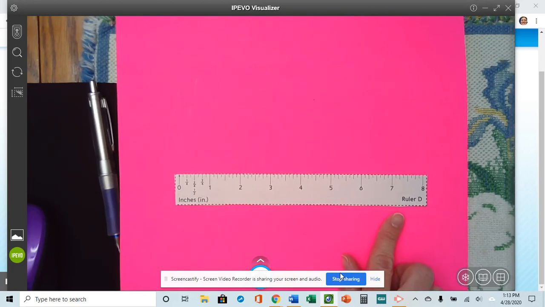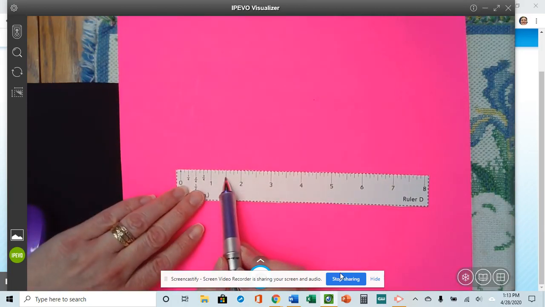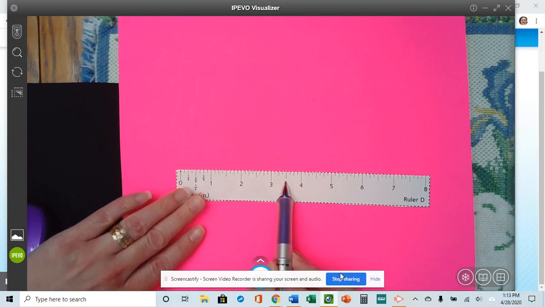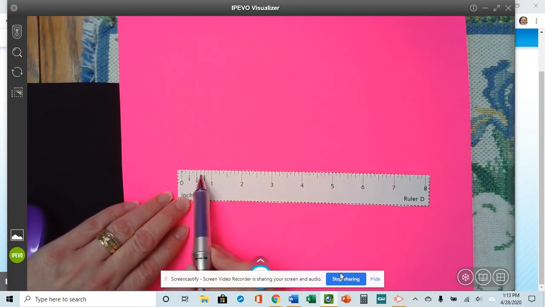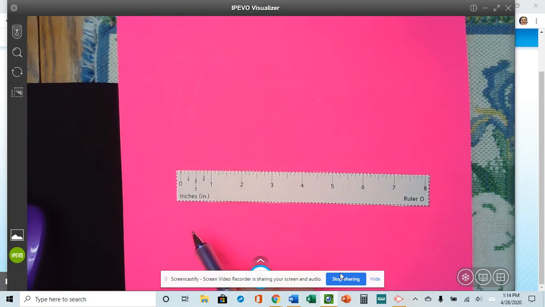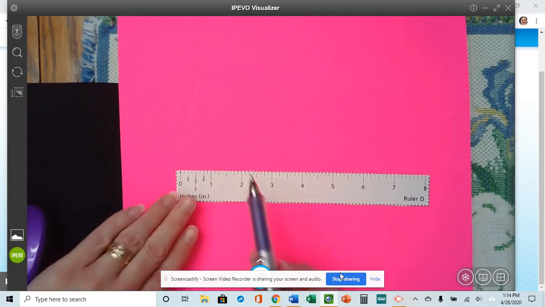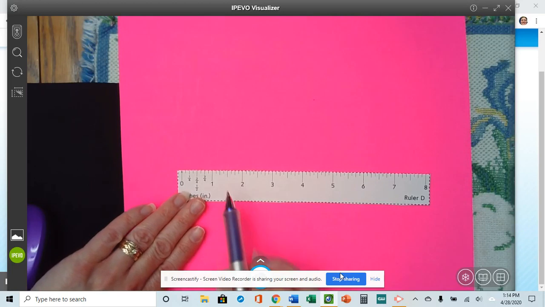Each inch is partitioned into half-inch marks, which is going to be this bigger mark right here in between. Each inch is partitioned into quarter-inch marks. Those are the shorter tick marks. So this would be a 1/4 inch, and that would be a 1/4 inch. And the 1/4 inches are between the half and the whole inch marks, and then there are also smaller intervals that are 1/8 inches. Those are the very small tick marks.